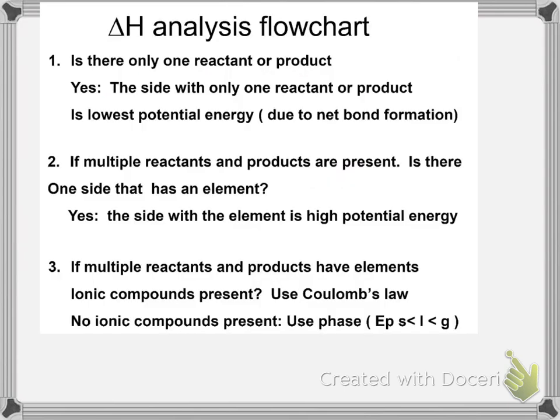All right, so let's start with the summaries that we had in class, which is this delta H analysis flowchart. Pretty much start from the top and work our way down. If there's only one reactant or one product, this is what we call the one particle. If there's one particle on either side of the reaction, then it automatically has the lowest potential energy due to net bond formation, and so we're going to look at chemical reactions from that perspective.